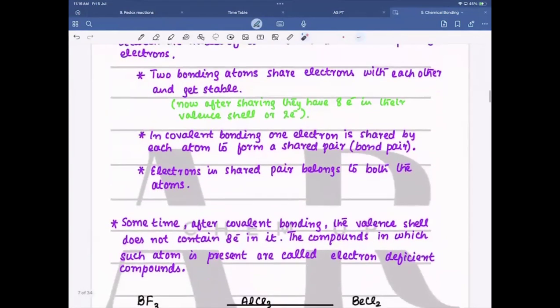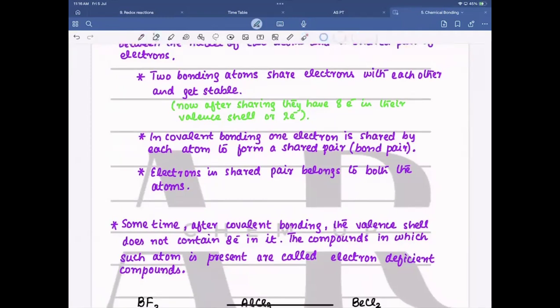Yes, sir. Okay, so sometimes after the covalent bonding, the valence shell does not contain 8 electrons in it. The compounds in which such atoms are present are called electron deficient compounds. So basically, it means the valence shell has less than 8 electrons in it.